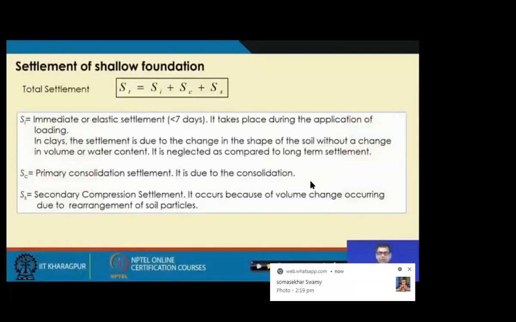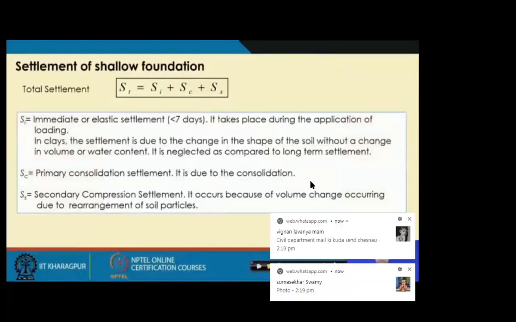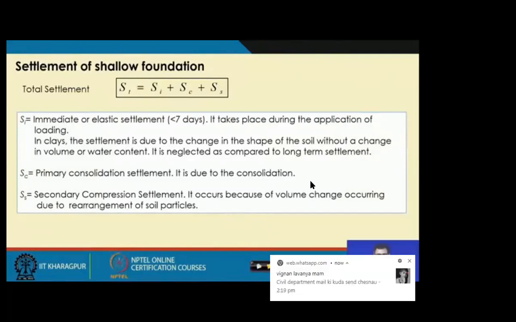Now, the settlement of a shallow foundation is basically of three types, so the total settlement is the summation of the three. The total settlement ST is SI plus SC plus SS. SI is the immediate or elastic settlement, which you generally get immediately after application of the load, and it takes place during the application of the loading.